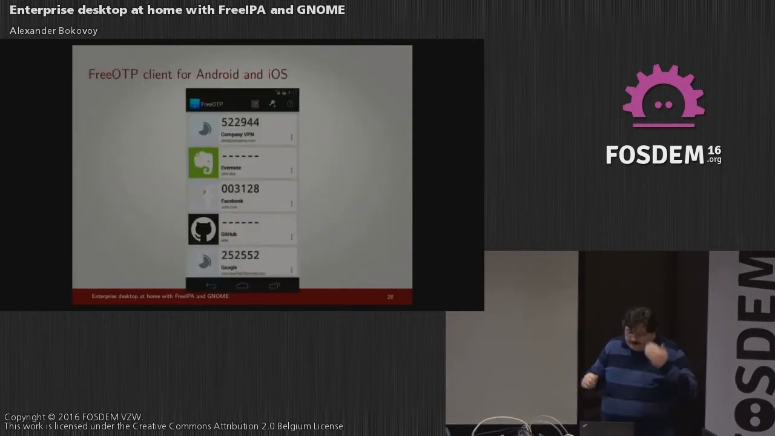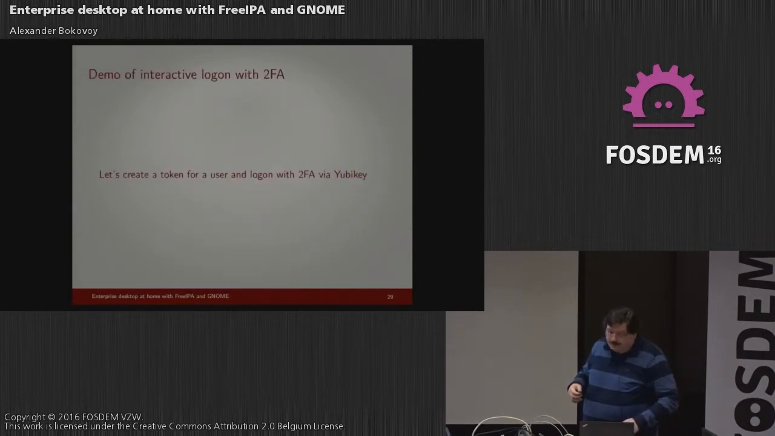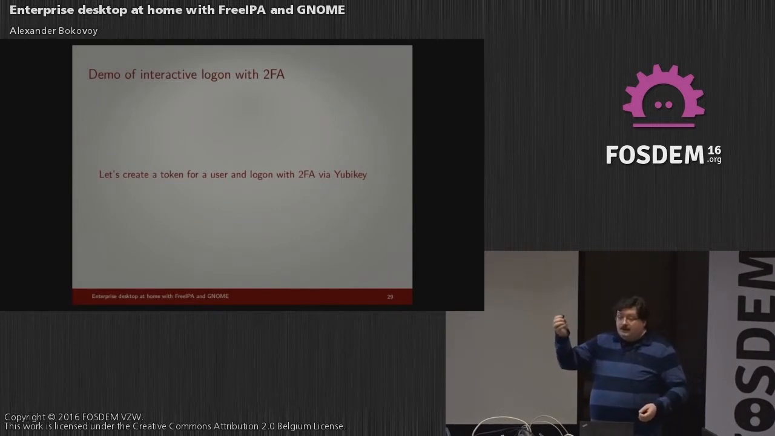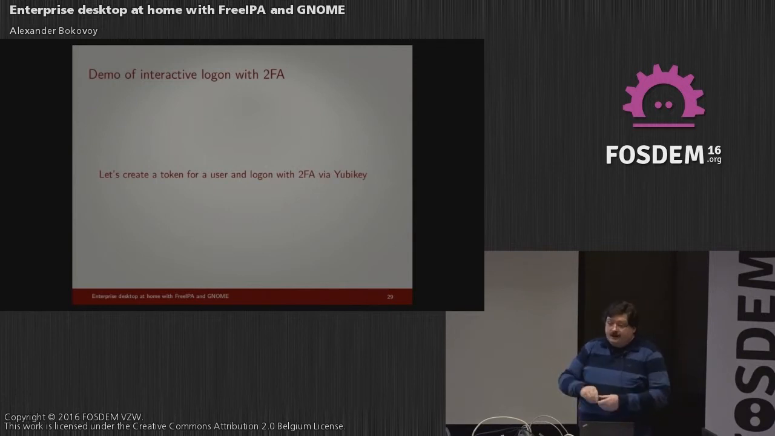And you can use FreeOTP, it's available. This is a screenshot from the Google Play Store. But I will do a demo of an interactive login using the YubiKey. So what I will do right now is program this YubiKey, associated with my identity, and you will see what happens next. The reason I'm doing this in the command line in the console is that I cannot program USB devices from the browser.